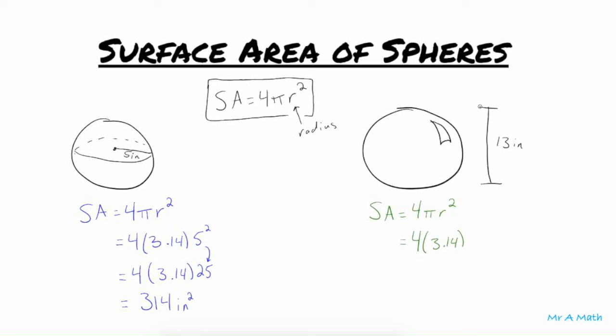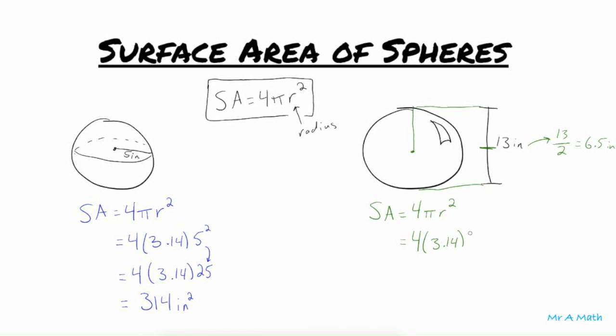If 13 is the distance from the top of the sphere to the bottom of the sphere, does that represent my radius? Well, if I think about my radius as the center of the sphere to the edge, well, that's only going to be half of this distance. So this would be the diameter of the sphere from one pole to the other pole through the center of the sphere. So here, my radius is just going to be half of this, which half of 13, divided by 2, is going to be 6.5 inches.